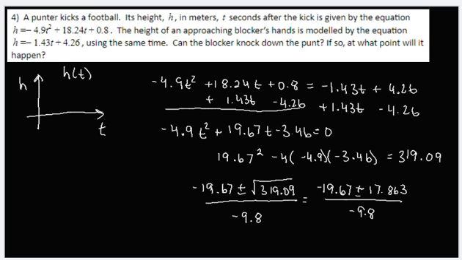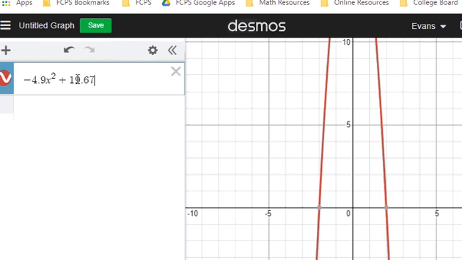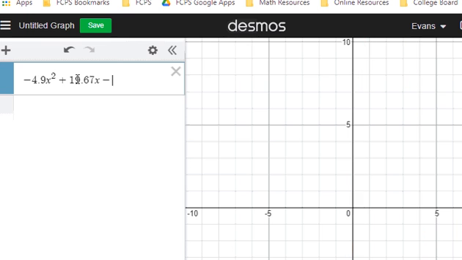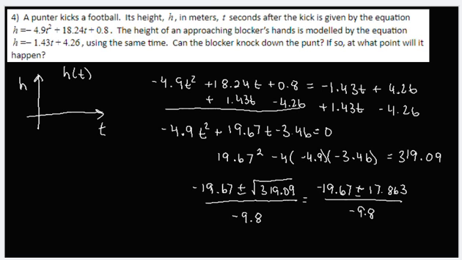And what I want to do now is go ahead and model this in Desmos. So we've got negative 4.9, and we got to put in x instead of t, x squared plus 19.67x minus 3.46. And we got 0.184 and 3.83. So let's look at that. We've got 0.18 and 3.83 seconds.